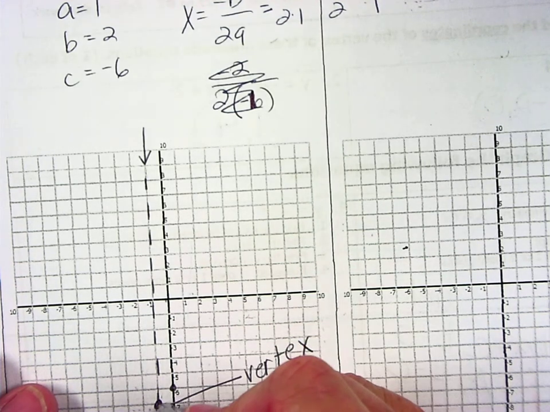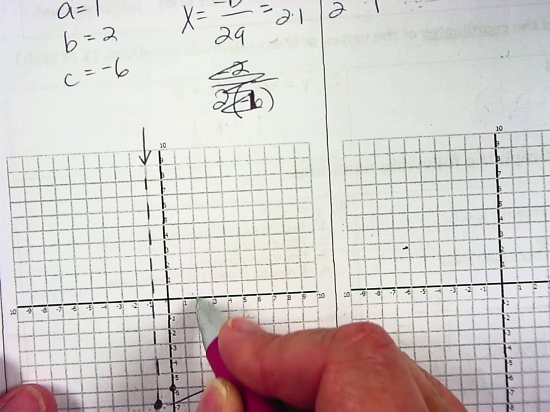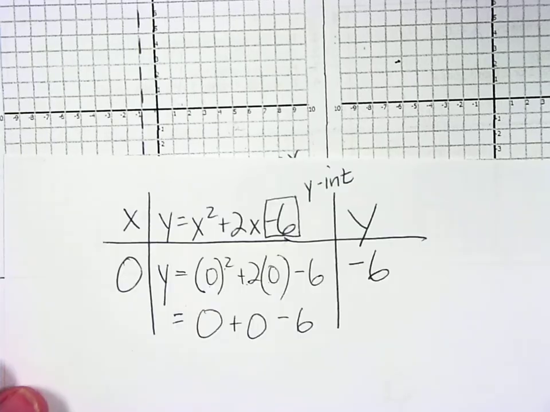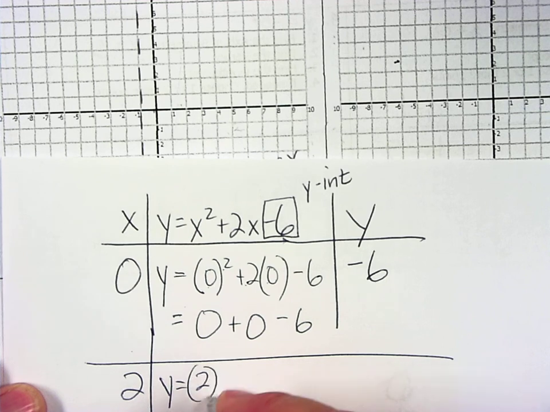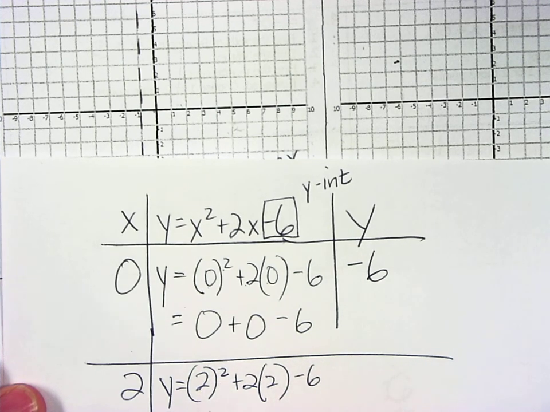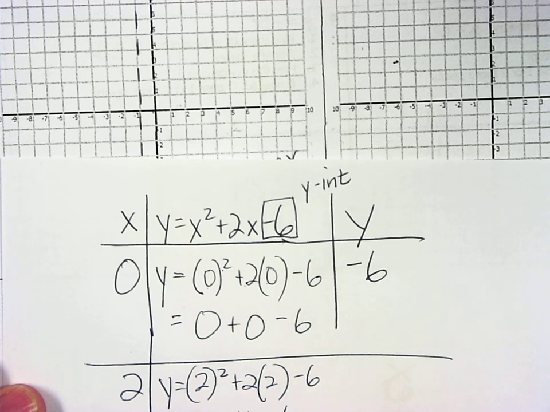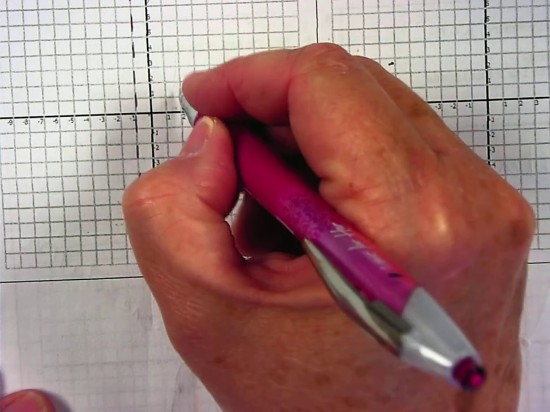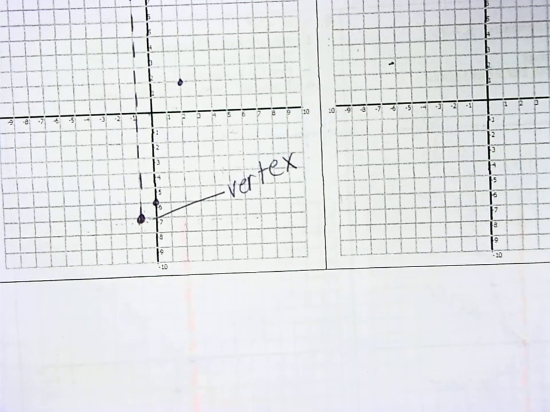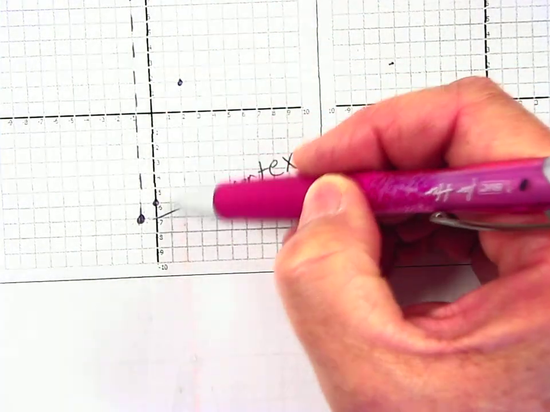Now, this is going to open up, so I want a point in here where it's going to touch my y-axis. So I'm going to try x equals 2 and see what happens. So y equals 2 squared plus 2 times 2 minus 6. 2 squared is 4. 2 times 2 is 4 minus 6. I have 8 positives, 6 negatives. That's 2 positives. (2, 2) is one of my points. Dang. Let's try x equals 1. Let's get a point on this line right here.